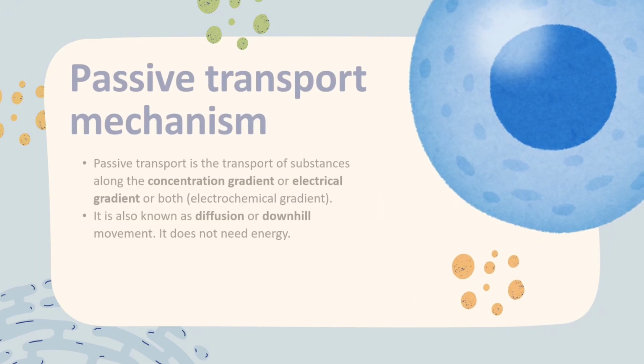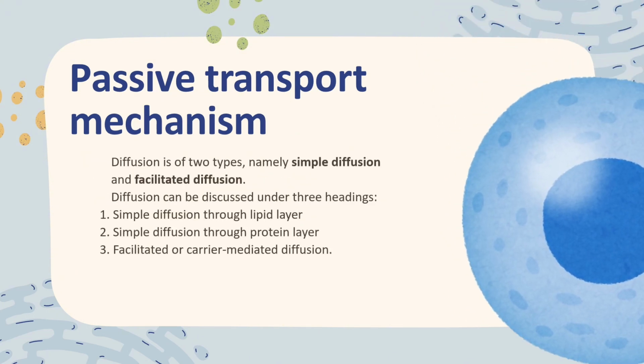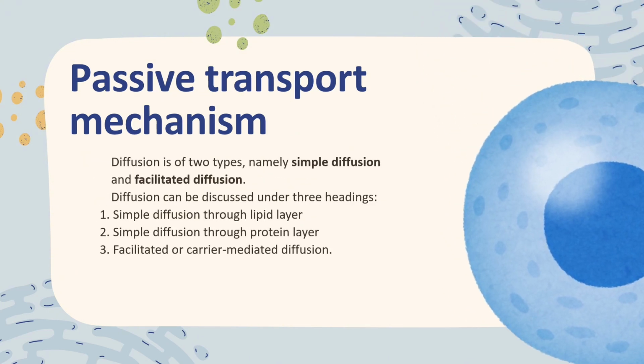Now let's discuss passive transport. So passive transport involves the movement of substances along a concentration or electrochemical gradient. It is commonly referred to as diffusion or downhill movement, as it doesn't require energy. So, types of diffusion. Diffusion occurs in two ways: simple diffusion, which happens directly through the lipid or protein layers, and facilitated diffusion, which involves carrier proteins.